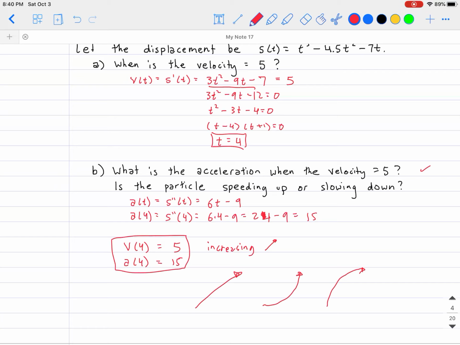Judging by my numerical values, since my velocity is positive and my acceleration is also positive, the conclusion is that your graph is going to be doing something like this around that point. So the conclusion is, looking at this, you're going to be speeding up, because you can see how the acceleration is getting bigger and the velocity is getting bigger, so the whole thing is going to be speeding up.